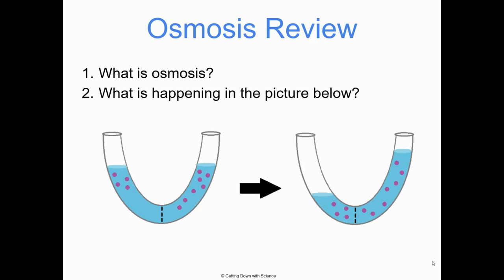What is osmosis? Remember, osmosis is the diffusion of water down its concentration gradient, or you can think of it as the movement of water from a low solute concentration to a high solute concentration, which leads us right into question number 2. Here on the left-hand side of the U-shaped tube, we see fewer solutes, fewer of these purple circles, than on the right-hand side, so we'll see water move to the right-hand side.